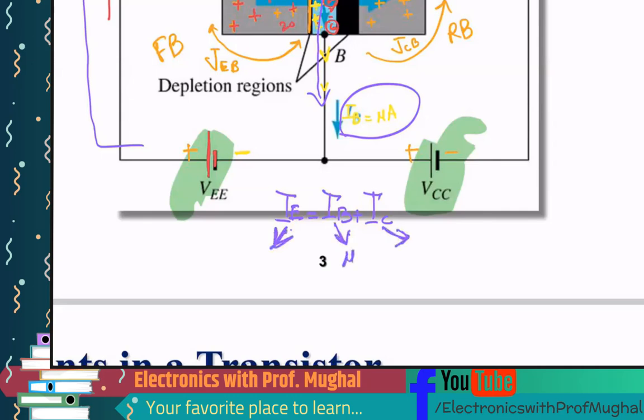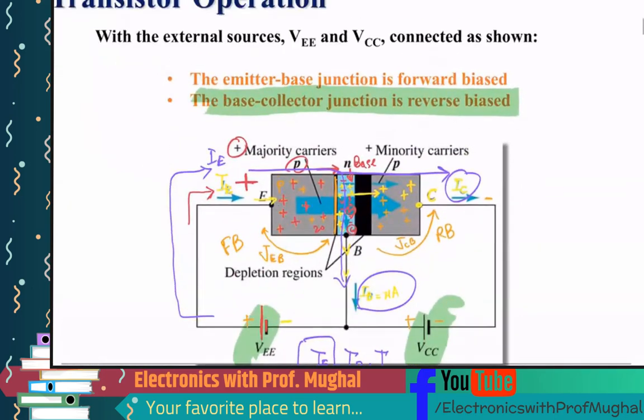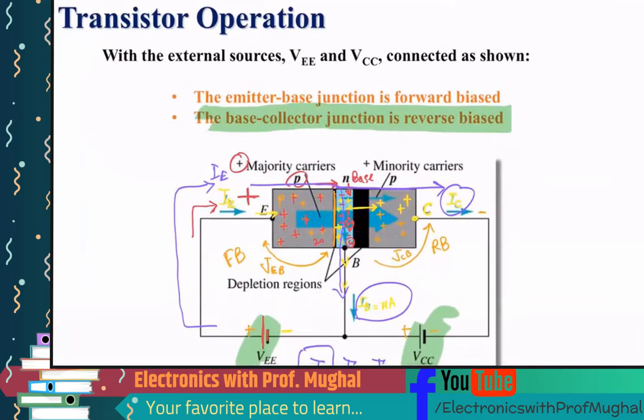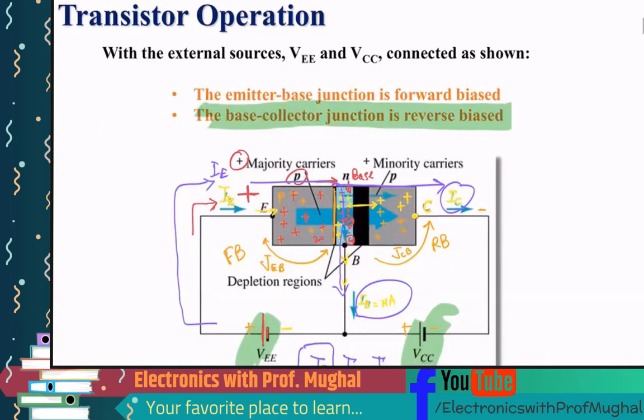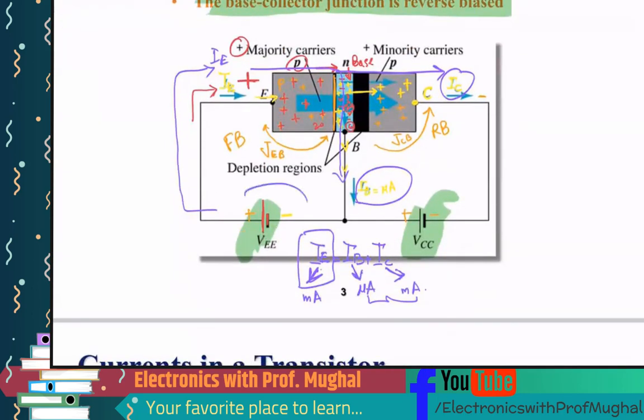This current is going to be a few microamps, almost close to zero, and this IC is going to be milliamps, okay? And if you add the two, it should give you this number IE, which is again going to be in milliamps. So that's how the transistor is going to function, and the flow of the current is going to be such, okay? And it all depends upon these polarities, okay?